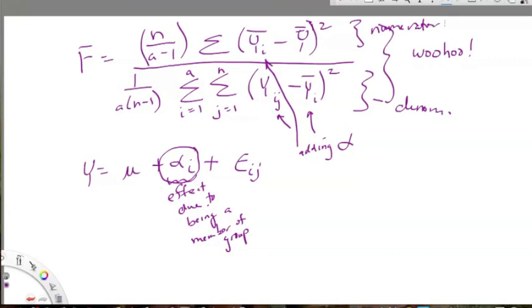Okay, so let's start over with that. So you've got that down, right? Okay, so let's start with the denominator. Here we are, the denominator of our F test.